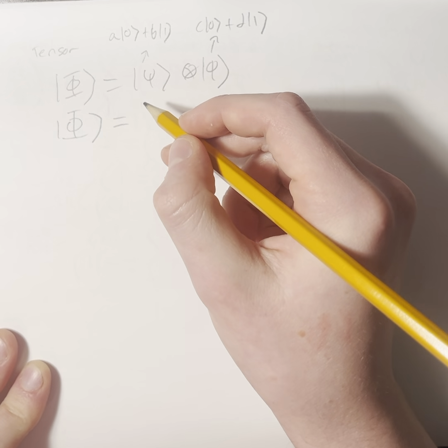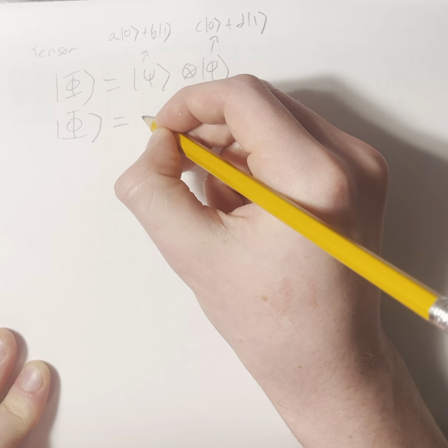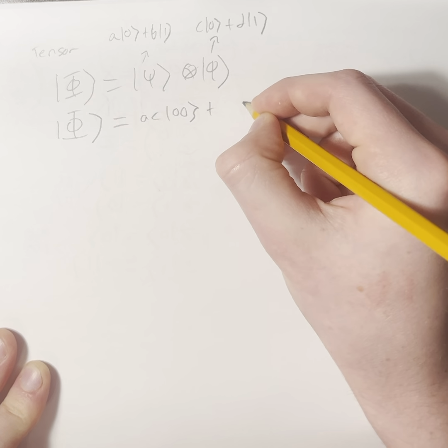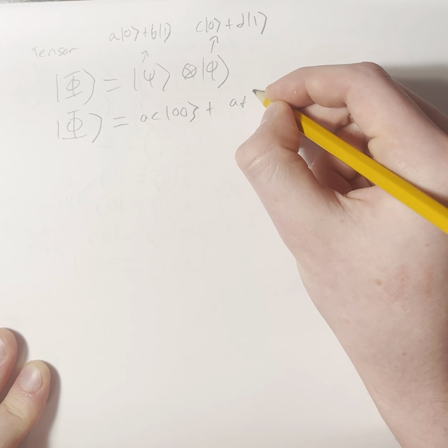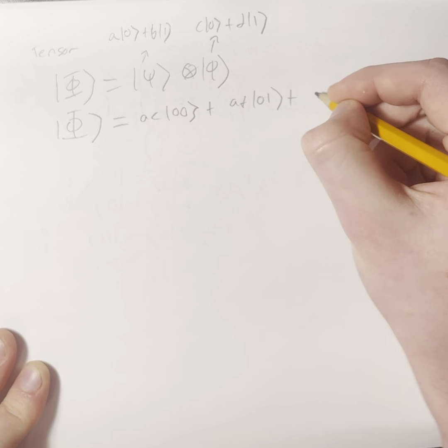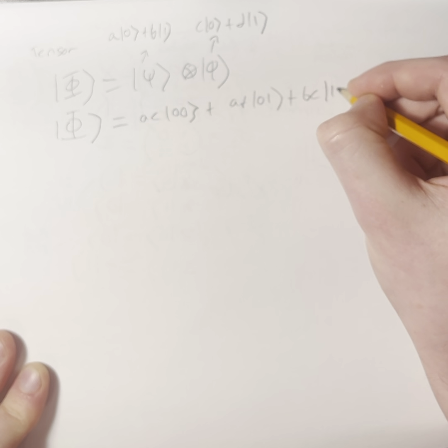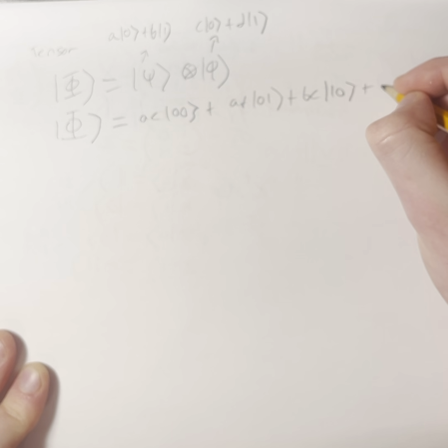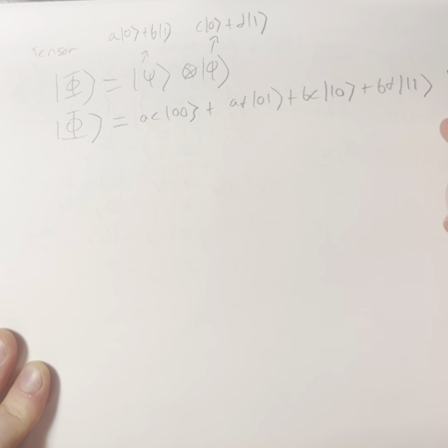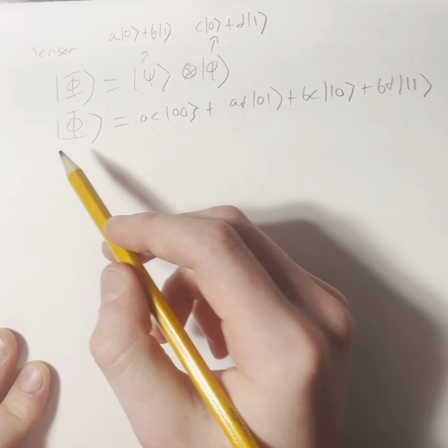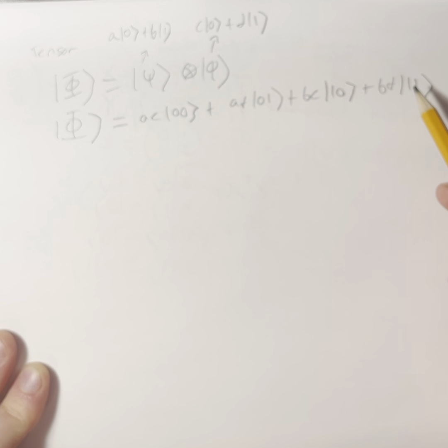Then this state, which is the tensor product, is going to be AC ket 0,0, plus AD ket 0,1, plus BC ket 1,0, plus BD ket 1,1. So we know that this combined state, the product state, is a linear combination of all of these.